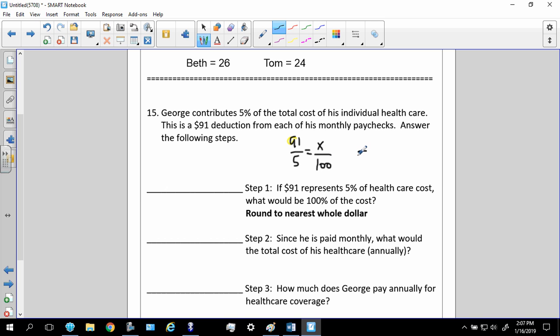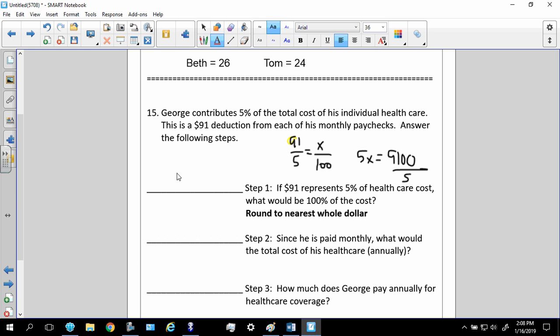When I cross multiply, I get 5x equals 9,100. Then I divide by 5. So when I do that, I get $475. Now $475 represents, I'm going to pause for a second. All right, so $475 is how much it costs to insure him per month.